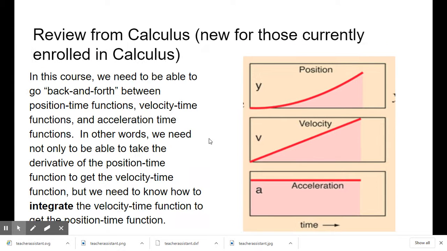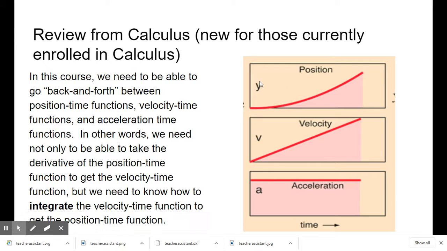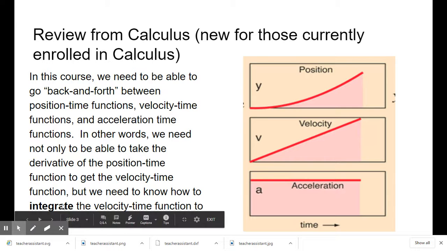In this class, we're going to want to go back and forth. What if I give you the acceleration curve? How can you get the velocity curve? Okay, if you have the velocity curve, how can you get the position curve? Okay, so again, we need to be able to go back and forth. And so that means we're going to need to learn how to integrate.